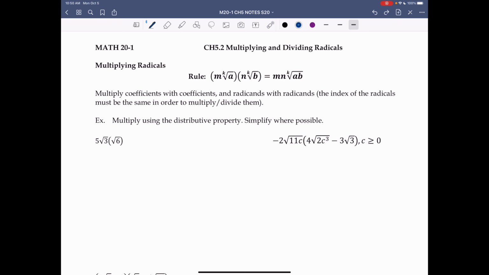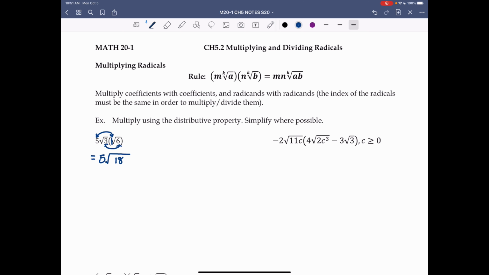5 square root 3 times the square root of 6. Multiply the coefficients times the coefficients. For a square root that doesn't have a coefficient, it just means it's 1. 5 times 1 is 5. And then they're both square roots, so we can multiply them. 3 times 6 is 18. We have 5 times the square root of 18.